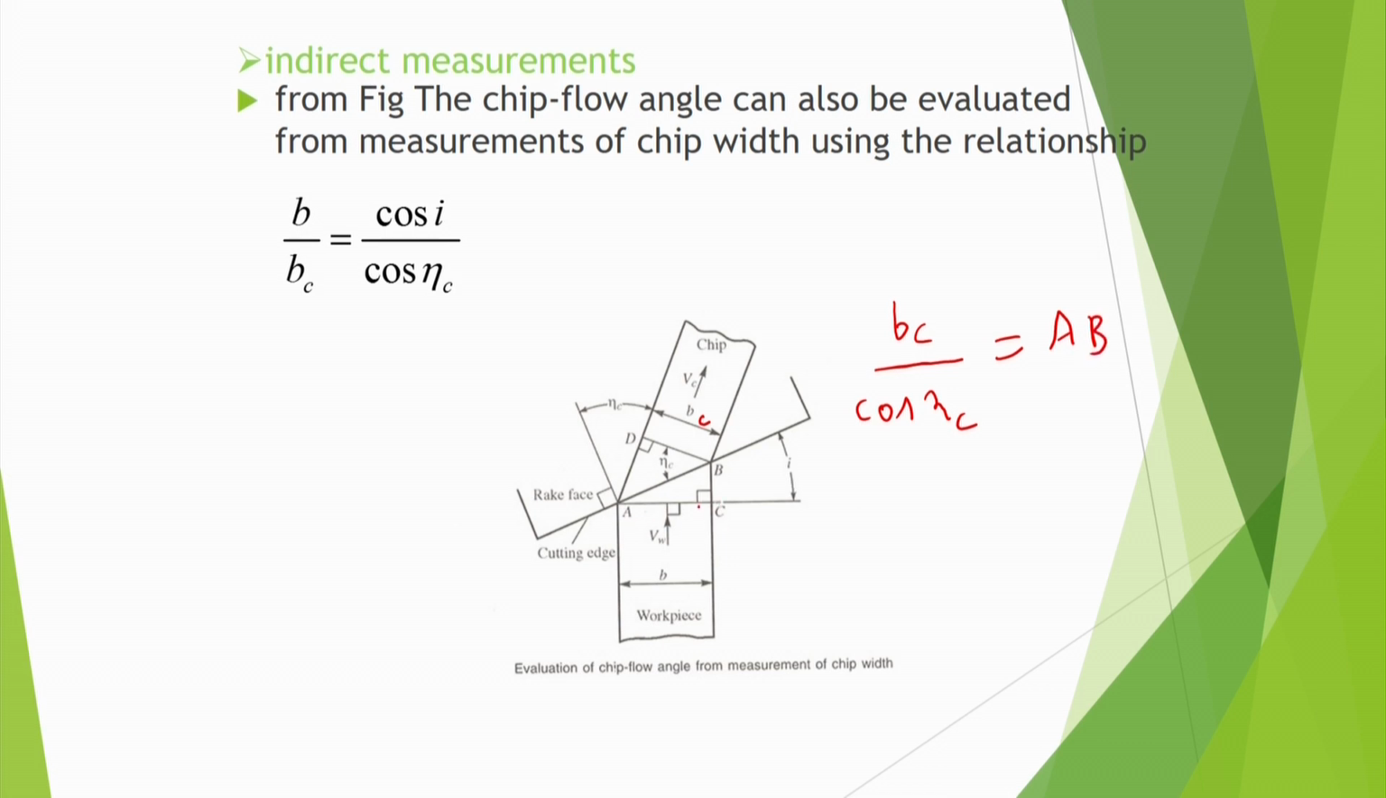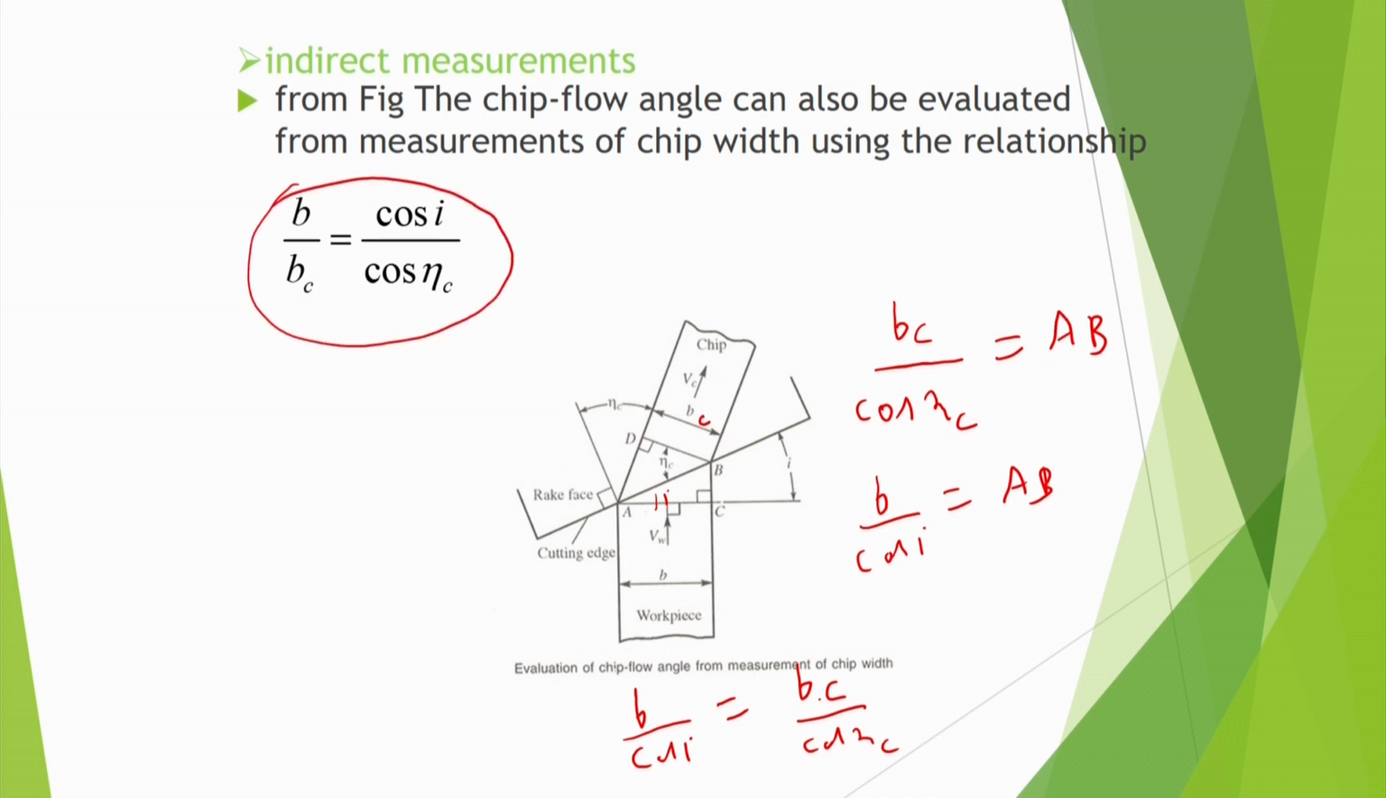But here another diagram is giving me this angle is I. So here AC is B, so B divided by cos I is also equal to AB. So equate both the things. So basically you get B by cos I is equal to BC by cos eta C. So that means B into cos eta C is equal to BC into cos I. So you get this type of relation, that B divided by BC is equal to cos I by cos eta C.